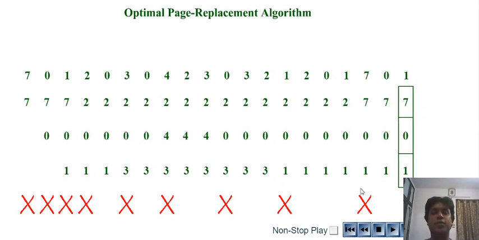Okay, so these were all the three examples of first in first out, least recently used and optimal, which are very important to understand from the concept point of view, and also these questions are important from the exam point of view as well.